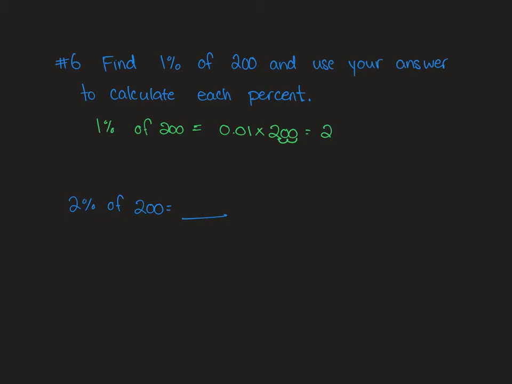Well, if I know that 1% of 200 is 2, then I need to multiply that by the percentage 2 to give me my answer, which is 4. If they give me something like 3% of 200, then I need to go, okay, I know that 1% is 2, so to find 3%, I multiply it by 3, which gives me 6. Question 7 is very similar, asking you to use the same method but giving you different numbers.